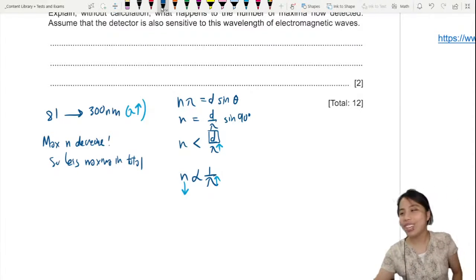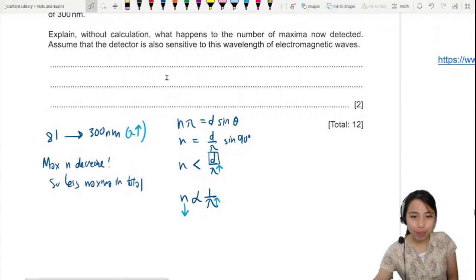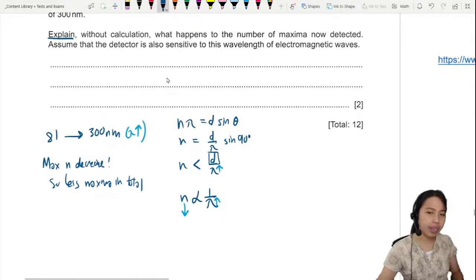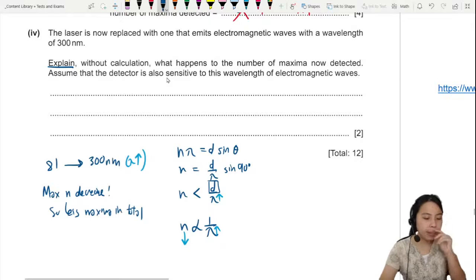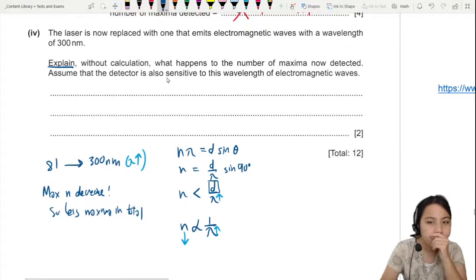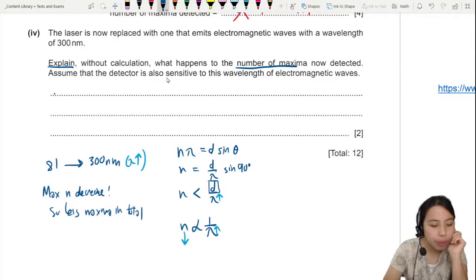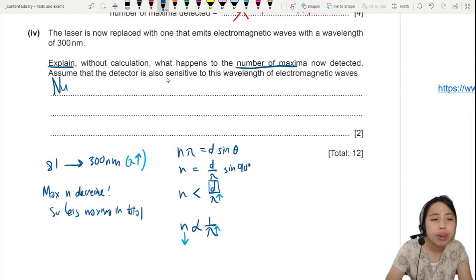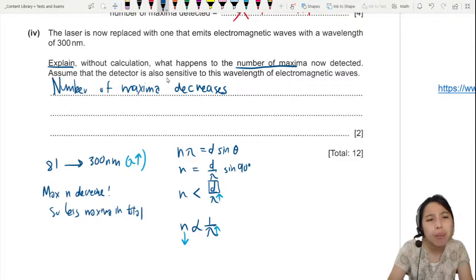So how to explain? Okay. 2 marks. We need to explain. Alright, so we can say the number of maxima. So I'm going to start with that. So the number of maxima detected decreases. Why? Must explain.